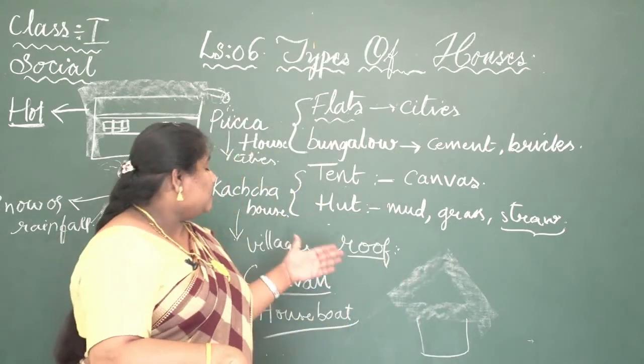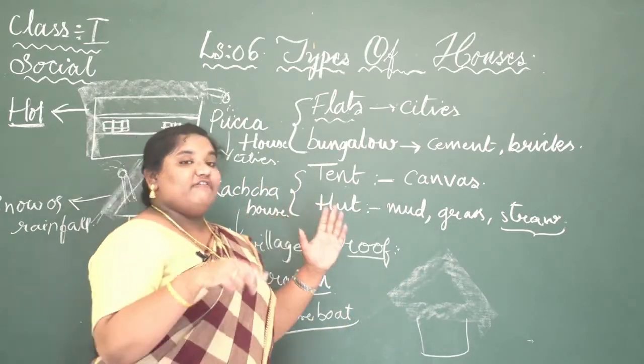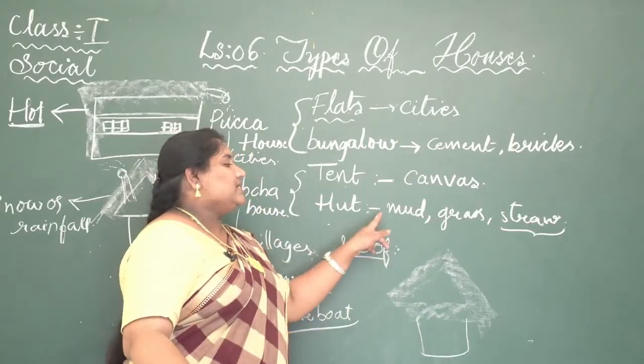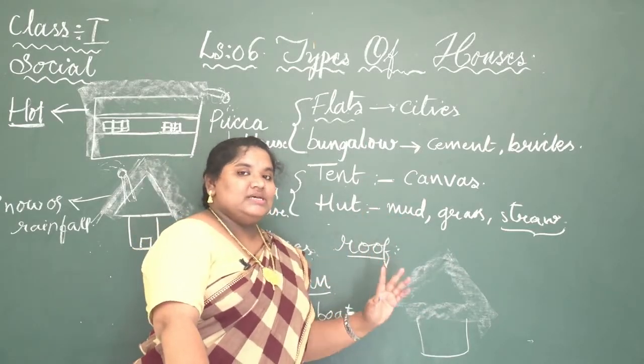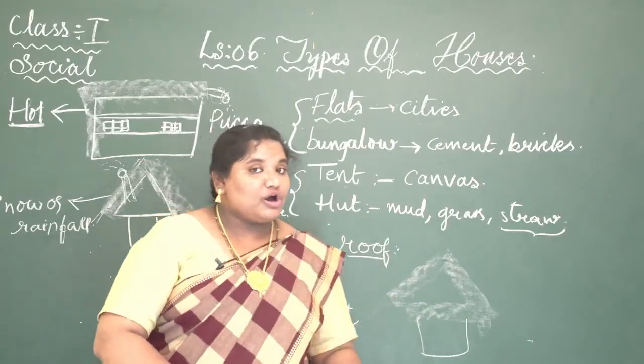Then, what is a kacha house? Kacha houses are very small, built using mud, straw, and bamboos. So, they are very small.